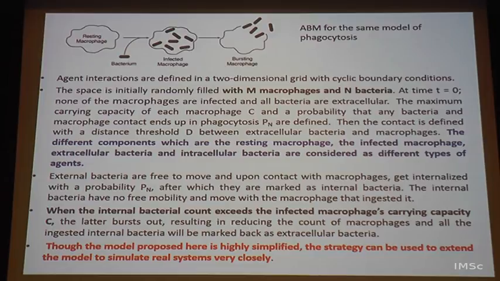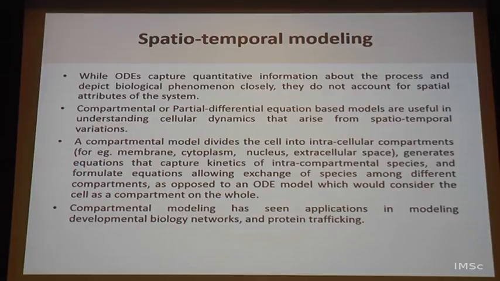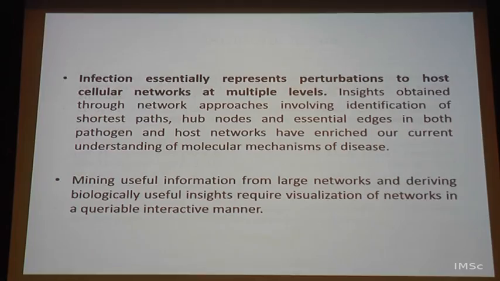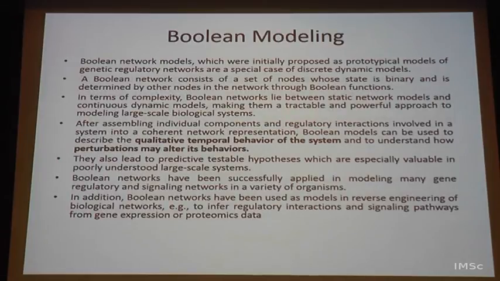Both can happen, and depending on the numbers and the immune status, in Mycobacteria, a granuloma can be formed, and a large number of other cells can get infected. It's a similar situation with viruses, actually. Though the model proposed here is highly simplified, the strategy can be used to extend the model to simulate real systems. So there's a lot of extension that's possible in all of them. Okay. Again, I think I've touched upon this spatio-temporal aspect, let me skip. We'll go on to Boolean modeling.